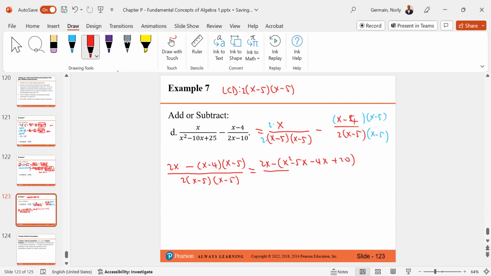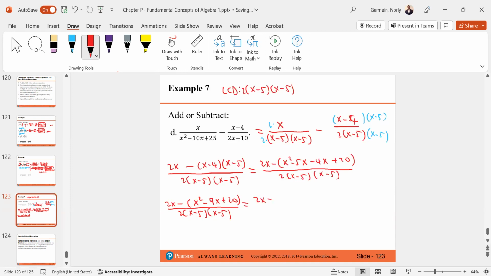Please check if you feel like you still don't get it, because we covered this part already. You can even simplify inside, that gives you x squared minus 9x plus 20, over 2 times x minus 5 times x minus 5.